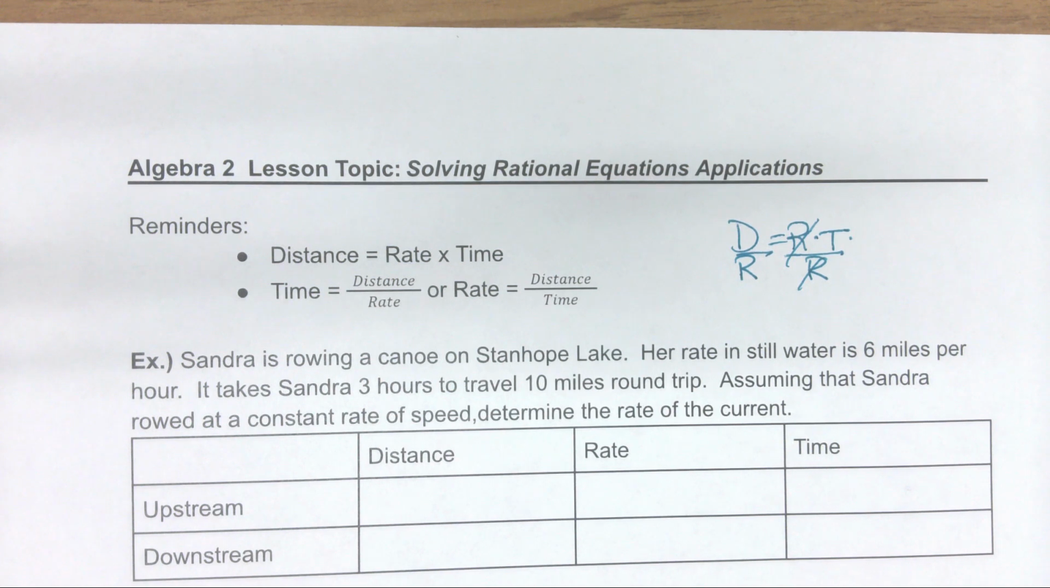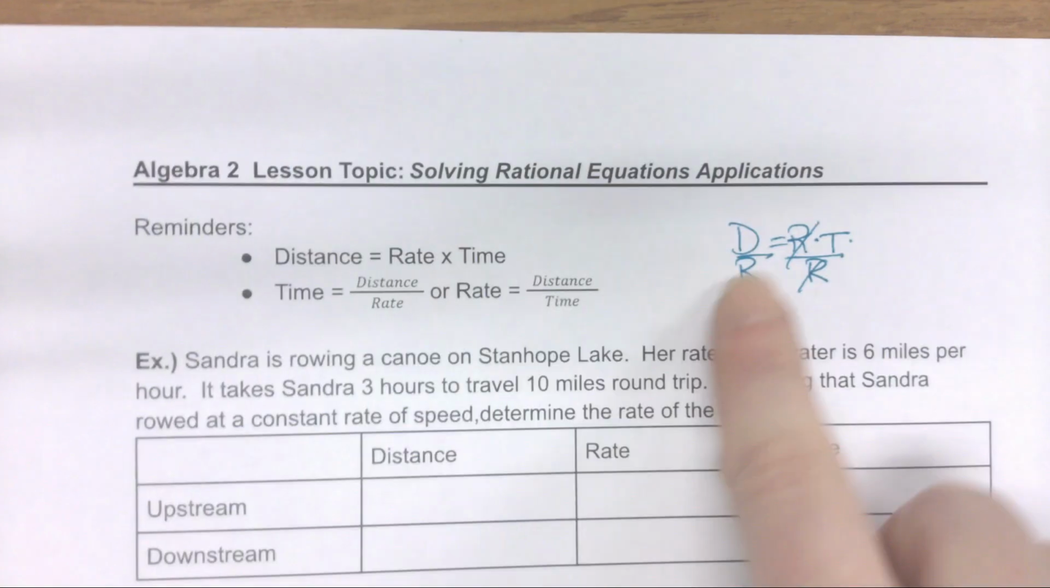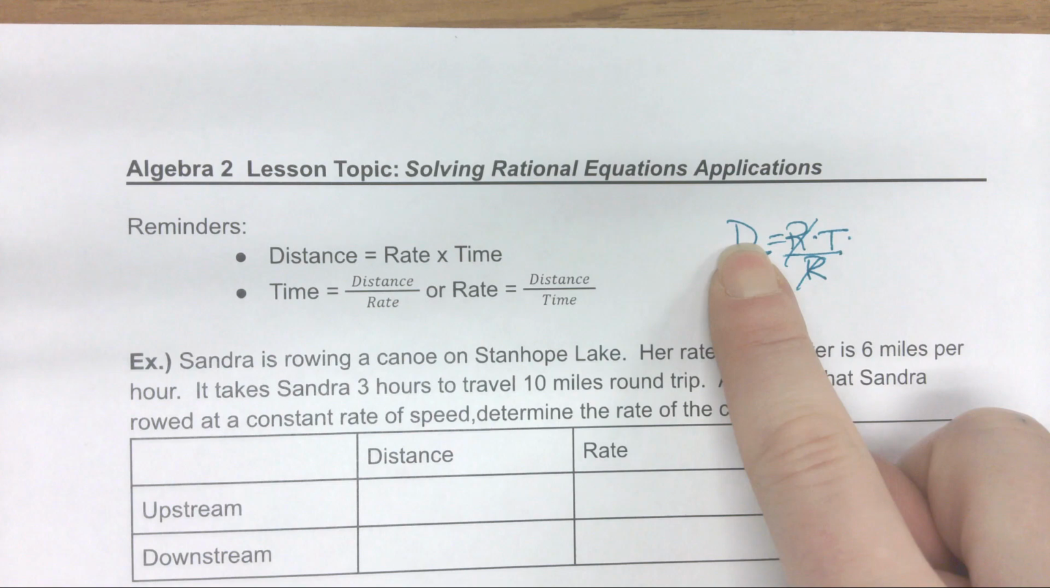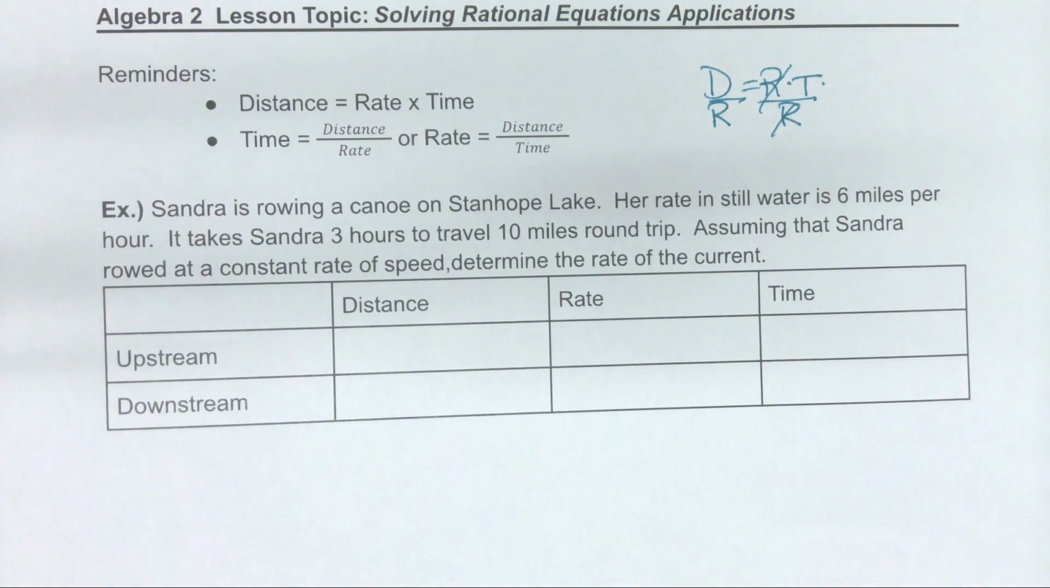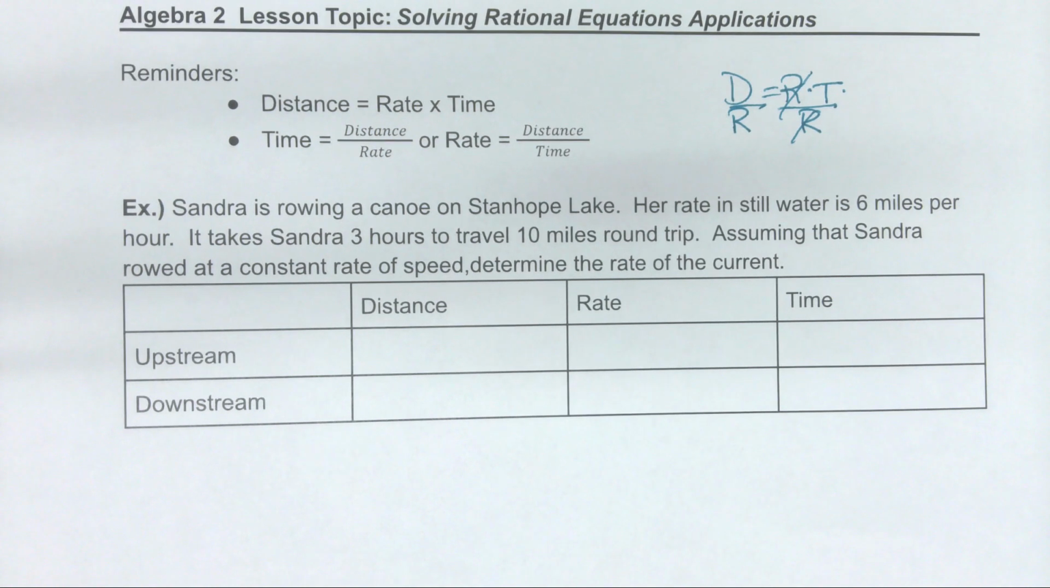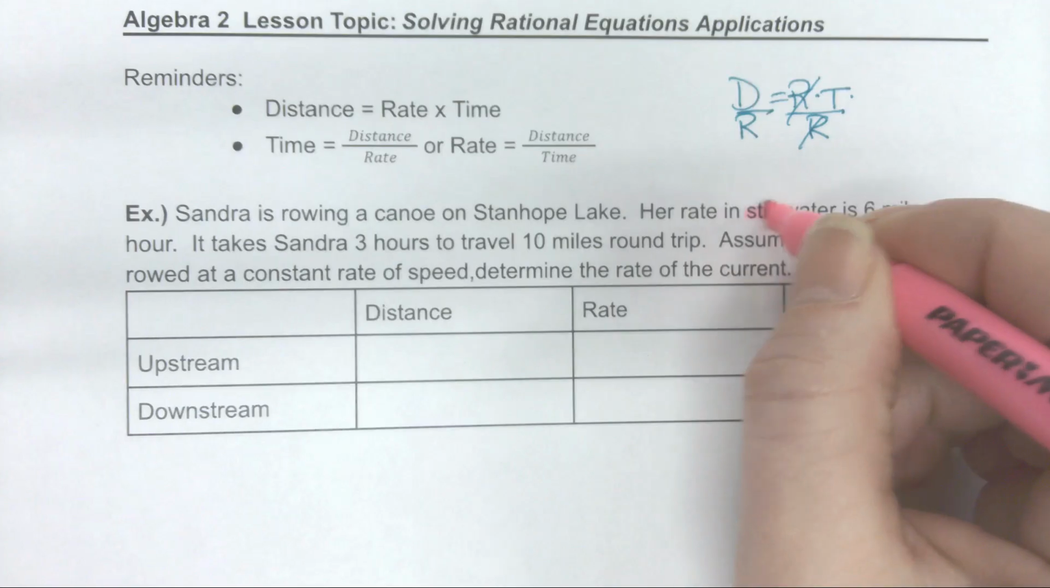In other problems, I'm going to tell you two different distances because it goes faster and then slower, and we'll set the times equal to each other. But in both questions, this is key. Can you write a time in terms of a distance over a rate? Okay. All right, first question. Sandra is rowing a canoe on Stanhope Lake. Her rate in still water is 6 miles per hour.